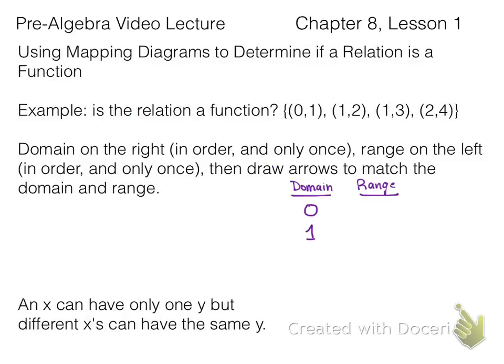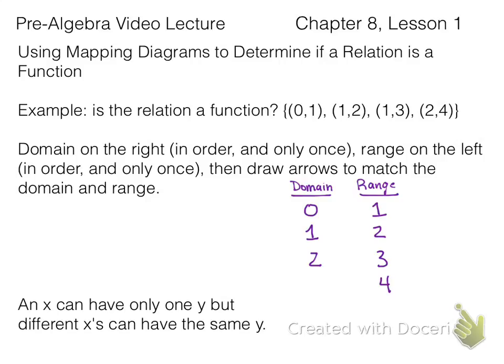So, using a mapping diagram. We're going to use mapping diagrams to determine if a relation is a function. Here's the example. Is the relation a function? (0, 1), (1, 2), (1, 3), (2, 4). Some of you guys can probably just look at it from what we talked about on the last slide. For the rest of you, here is a technique to help you figure it out if you just can't look at it.